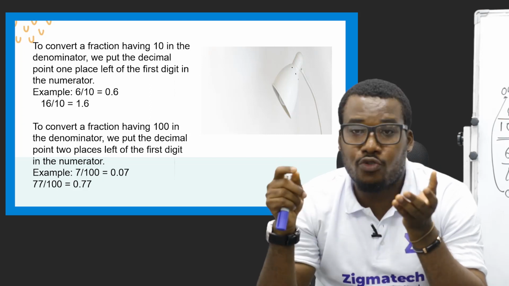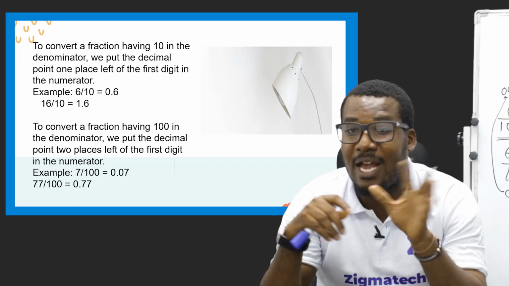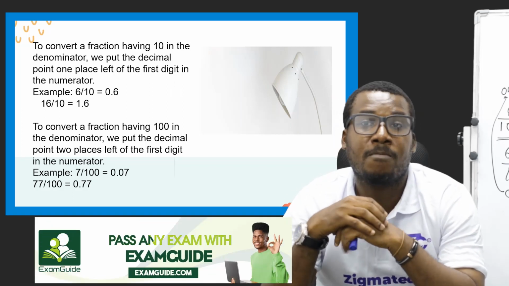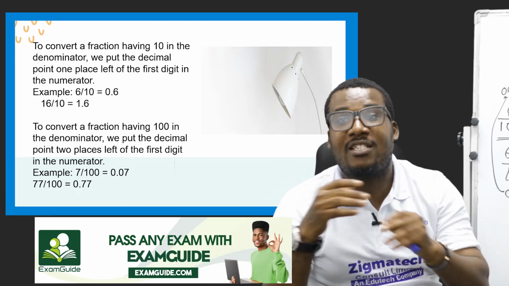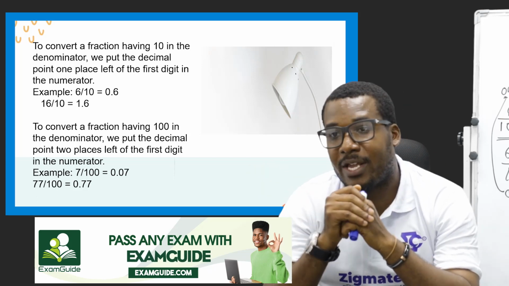77 over 100 is easier. Just move it to the front of the two significant numbers and add the 0, and your decimal point is there, and you have 0.77. I'm sure that by what we've analyzed so far, it will be easier to shed more light on this without breaking much sweat.